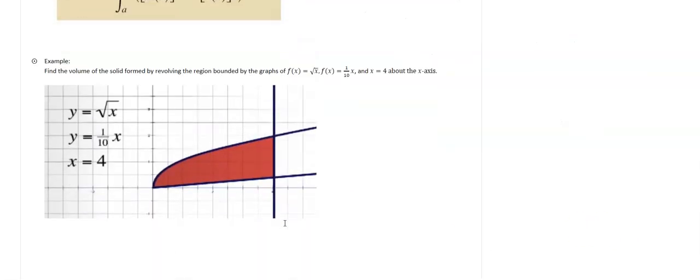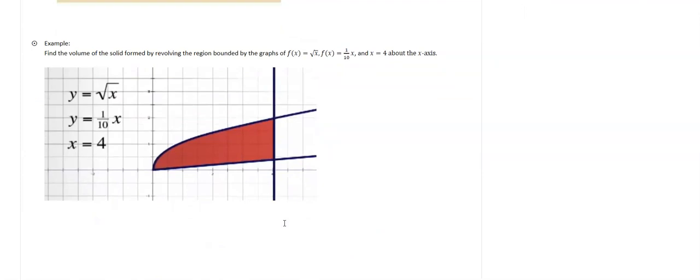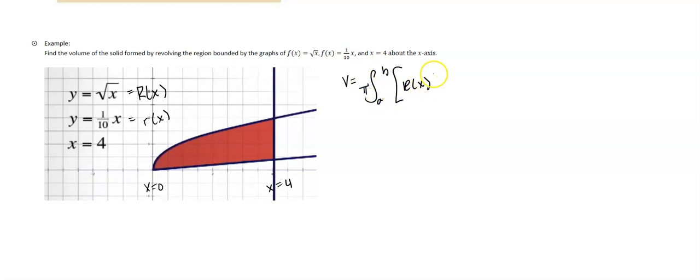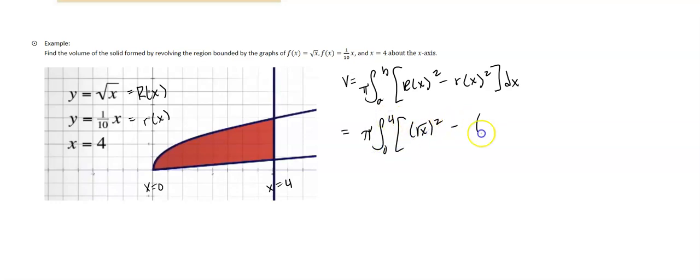So I'm actually going to evaluate the integral that was shown in the video. The square root of x was the outer radius, so this is going to be my capital R of x. The 1/10 x is going to be my little r of x, and we're going to go from x equals 0 to x equals 4. So V here will be pi times the integral from a to b of R of x squared minus little r of x squared. So this will be pi times the integral from 0 to 4 of the square root of x squared minus 1/10 x squared, all with respect to x.